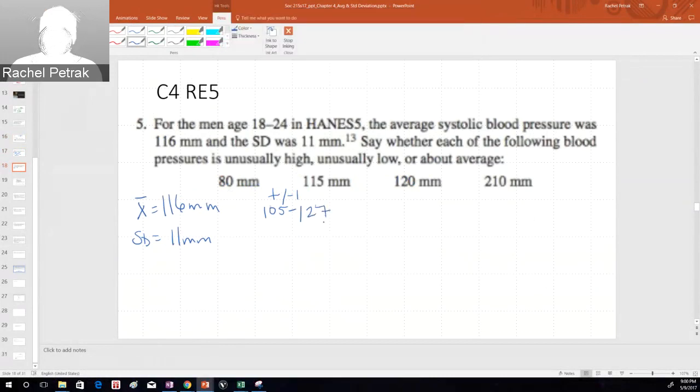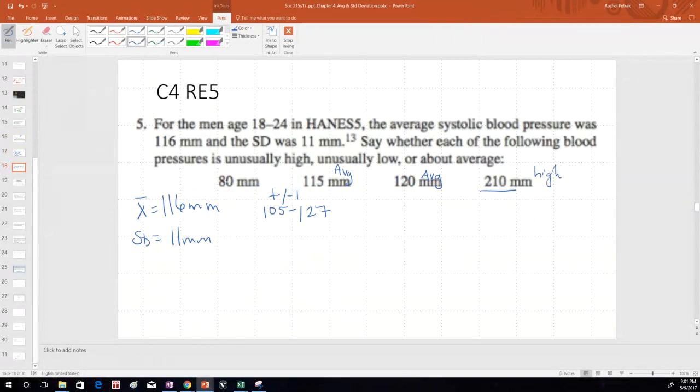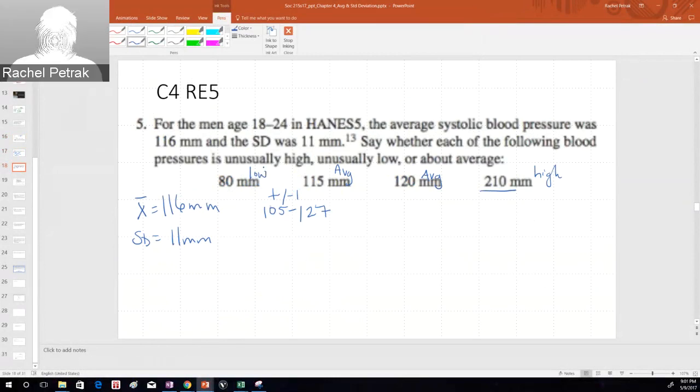So we would expect scores in this range to be about average. This is about average, 115. 120 is still pretty close to average, right? 210, that's very high. And 80, that's very low. And that's how I made that decision.